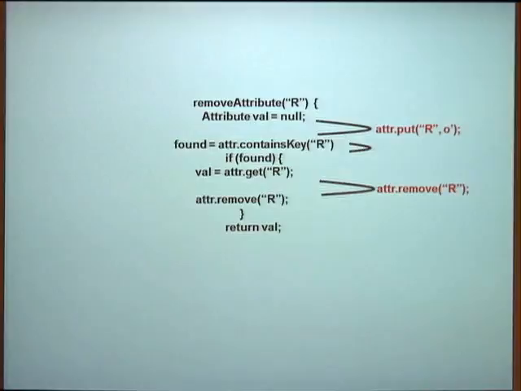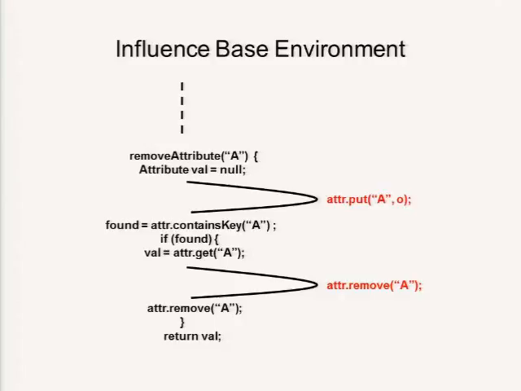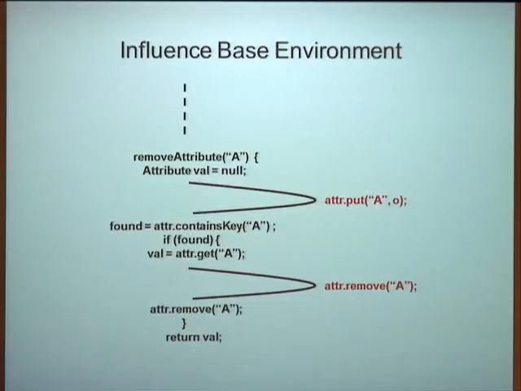So what we actually do is further restrict the environment to do only operations that will influence the next-to-come operation of the composed operation. In here, for example, before contains key, I can do a put that will make contains key return true instead of false. In here, remove will make this remove fail, and so on. I'm restricting the environment. This is some sort of a partial order reduction.